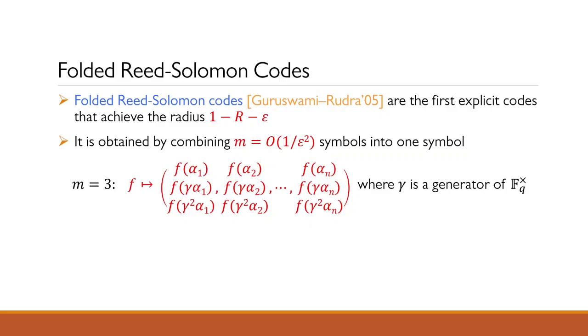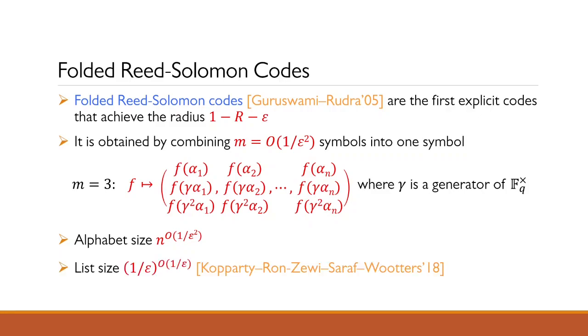And while folded Reed-Solomon codes achieve list decoding capacity, its alphabet size is n to the O(1/epsilon^2), where n is the block length of the code. So its alphabet size is unbounded and depends on the block length. And the list size was originally also bounded by a function that depends on the block length of the code.